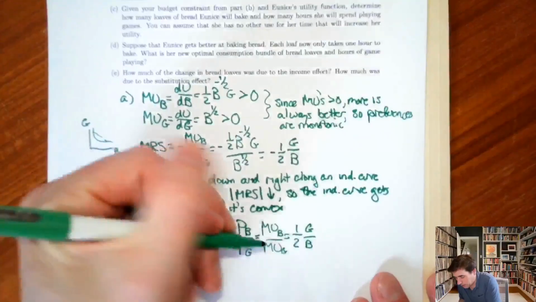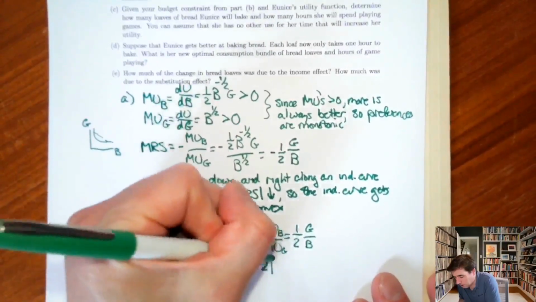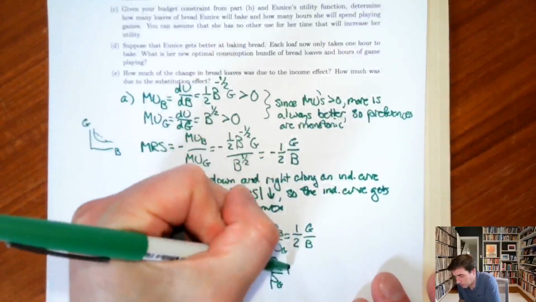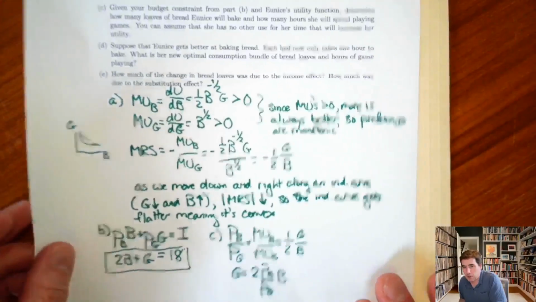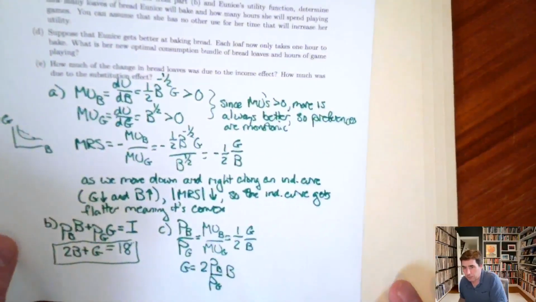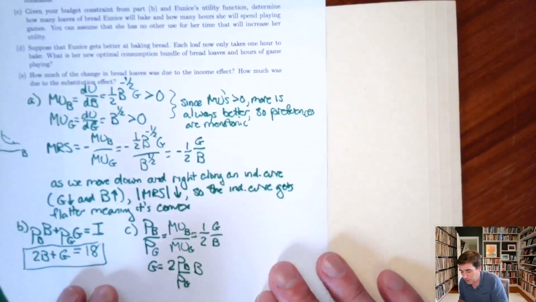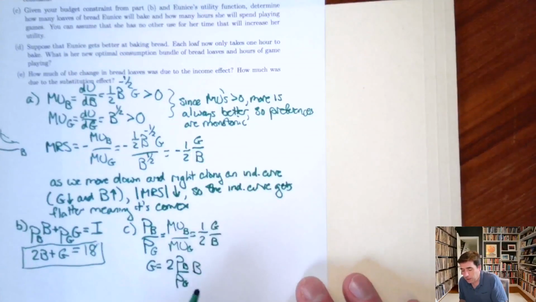So that is going to give me that G is equal to 2PB over PG times B, all right? So now that's as far as I can get with our tangency condition. All right, one good in terms of the other one and something to do with prices there. So to solve for an exact value, or to solve for it in terms of just prices and income, right, we would need to plug into the budget constraint now.